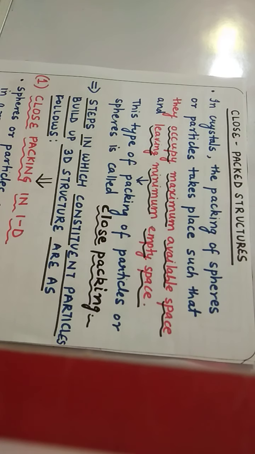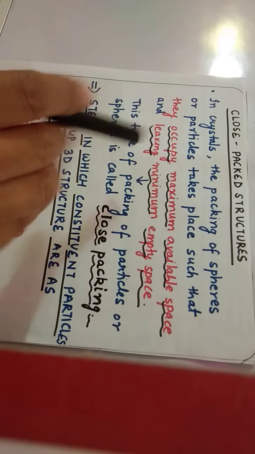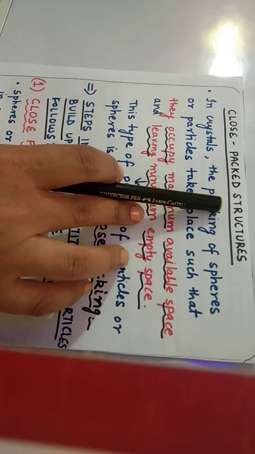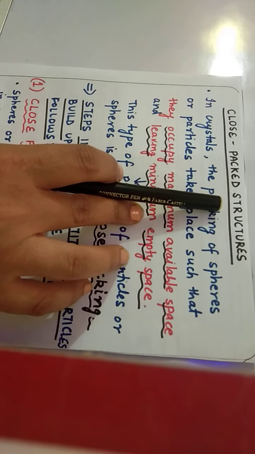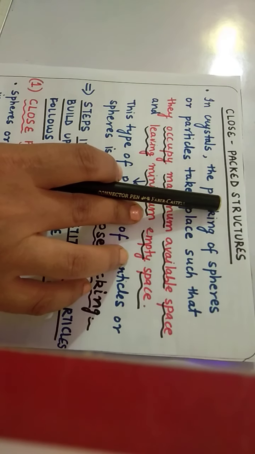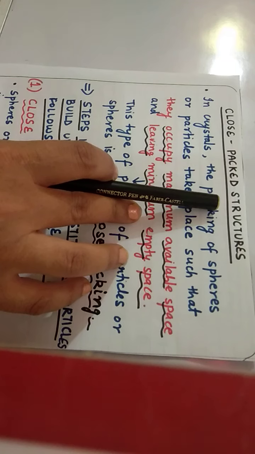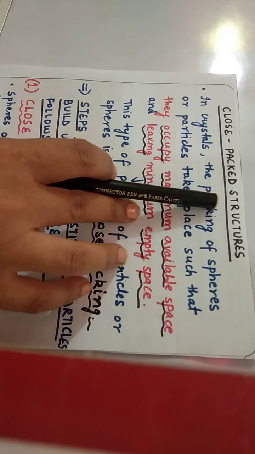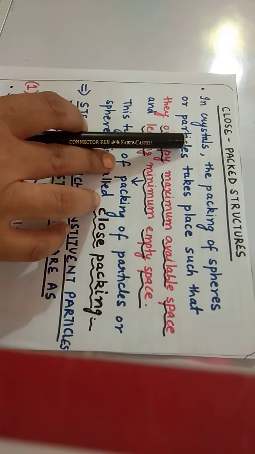Today we'll be covering the topic close packed structure, that is the first chapter in chemistry. In this we'll be studying about the structures and how the close packed structures are being formed. In solids the structures are formed by the packing of particles. The particles are being closely packed together, leading to a crystal.